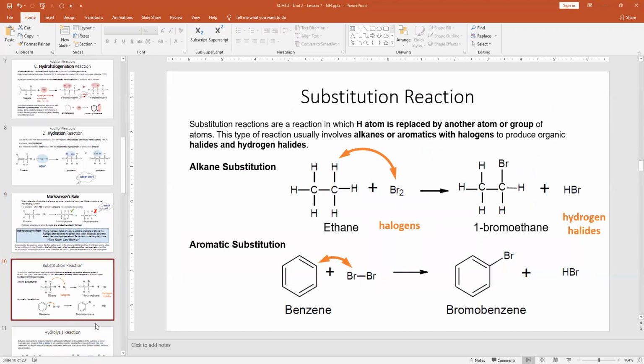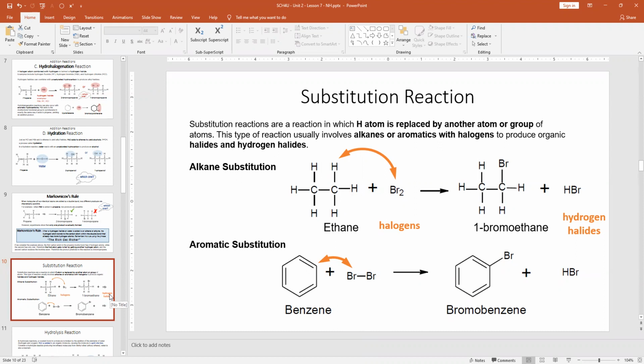Next, we're done with covering our addition reactions. We talked about the 4 types of addition reaction: hydrogenation, halogenation, hydrohalogenation, and hydration. And we talked about Markovnikov's rule. Now we're going to go to substitution reactions. Substitution reactions are reactions where the hydrogen atom is replaced with another atom or group of atoms. And this type of reaction usually involves alkanes or aromatics with halogens to produce organic halides and hydrogen halides.